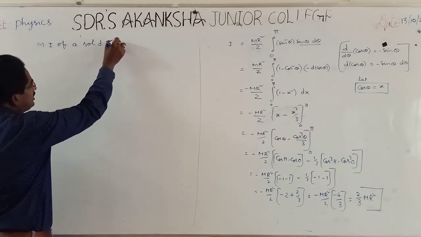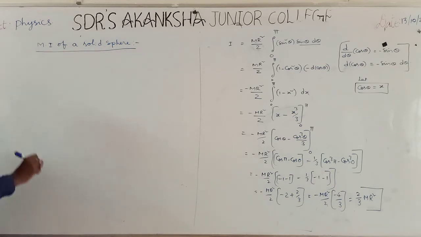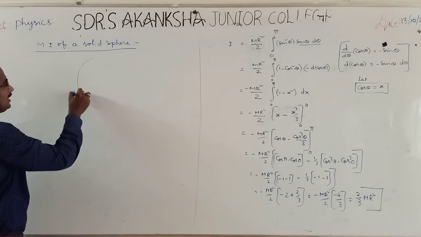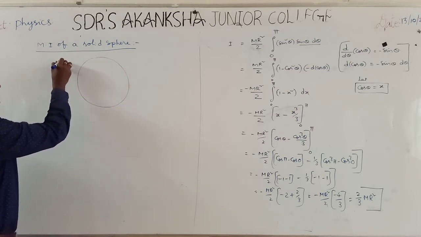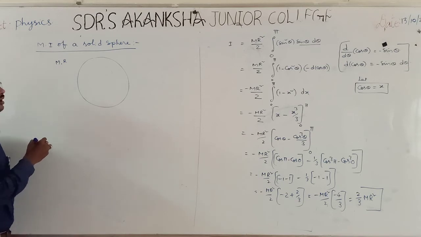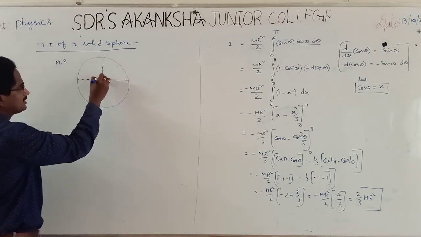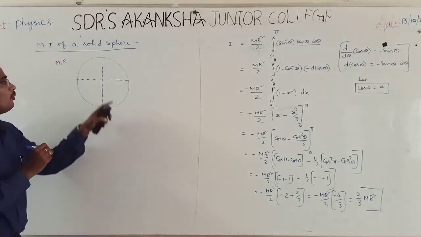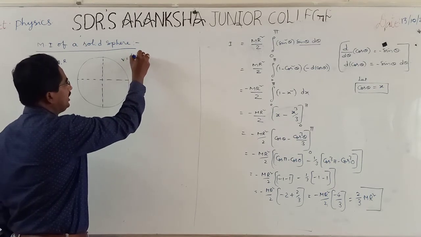It's also the same method as the earlier one. How do we do this? Simply, we are considering a solid sphere of mass m and radius r. For this also we are considering a small element of this sphere as chosen earlier. The volume of this one is 4 by 3 pi r cube.